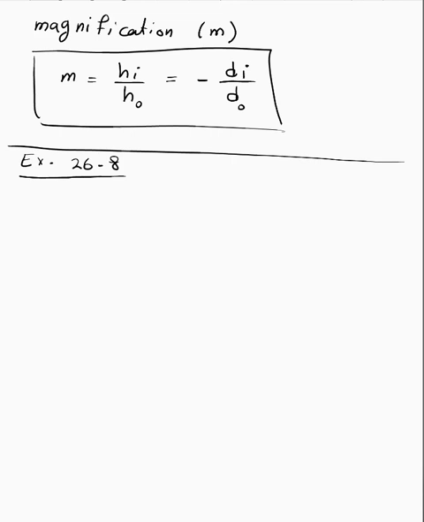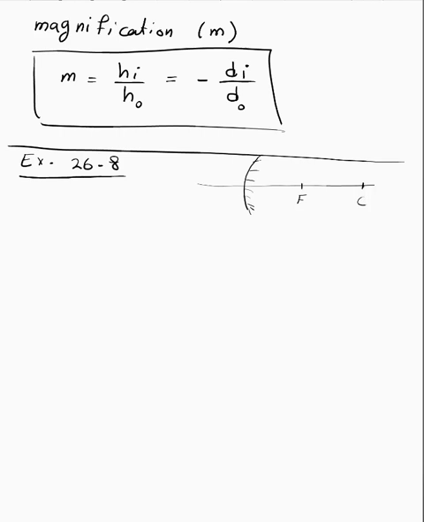Exercise 26.8 says the convex mirror in figure 26.24 has a 20 centimeters radius of curvature. So I'm dealing with a convex mirror. Just quickly have it in mind that it looks like this. And then I have C here and then F here.